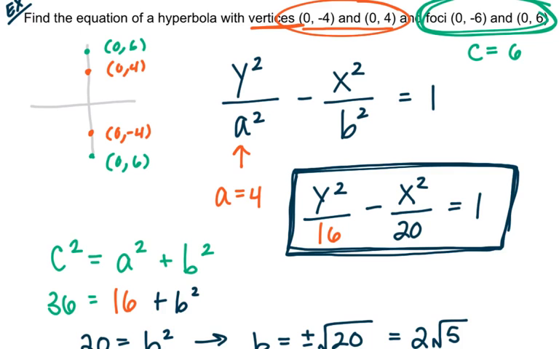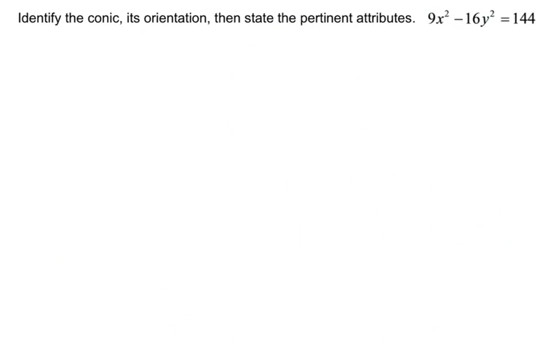It's a vertically oriented hyperbola in standard form. All right, one more example. Here, we're going to identify the conic, state its orientation, and then any pertinent attributes. All right, now again, you know this is a hyperbola because we're in the hyperbola video. But on the test, no one's going to be there to tell you. So how do we discern? One thing that we notice is we have both x² and y².